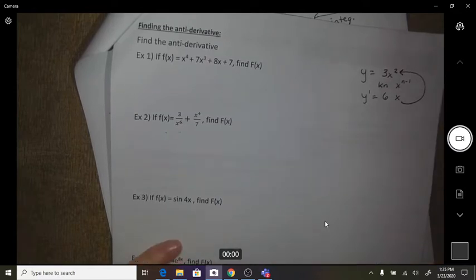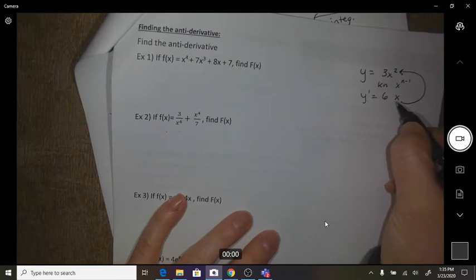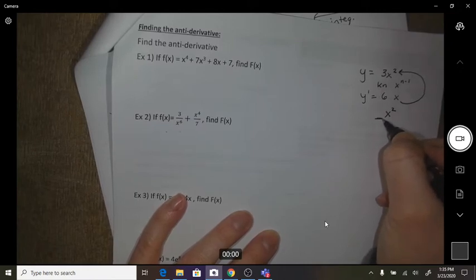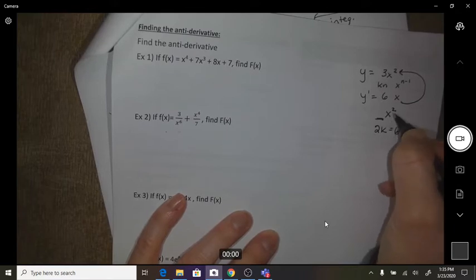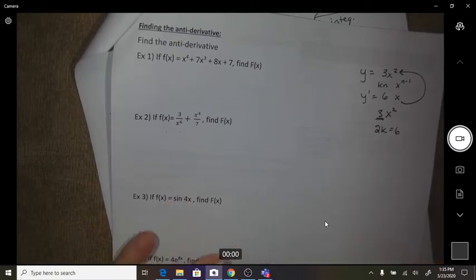Okay, so the first step is to say that if I ended up with an x, I obviously started with an x squared, and then what did I need in front here? 2 times what would have given me the 6? So therefore there would have been a 3 in the front. Okay?